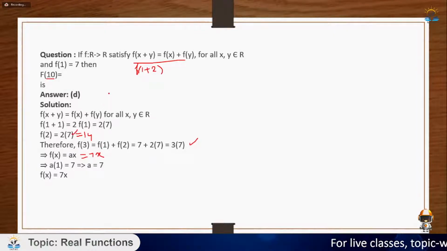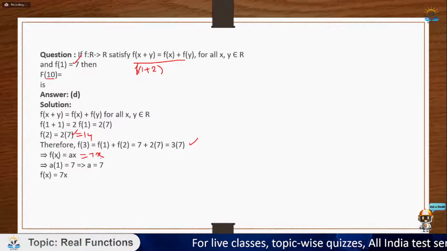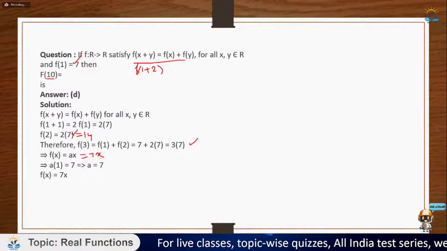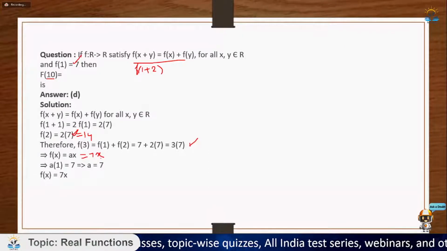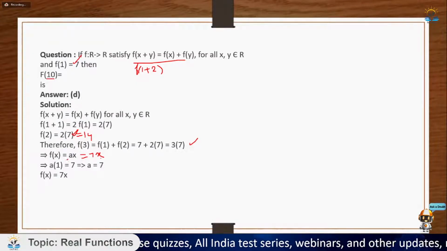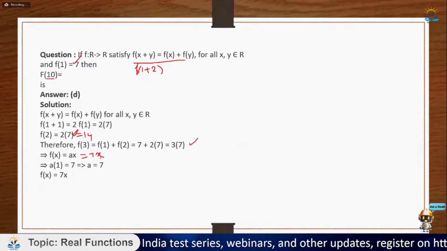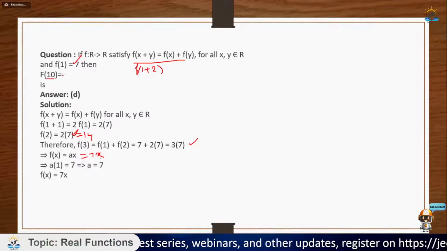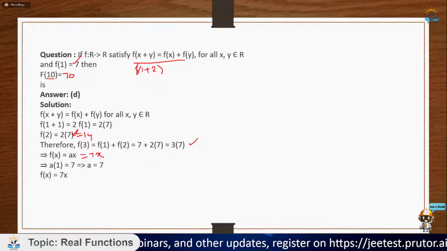Why? Because firstly, you put in your values and you can easily say that it is satisfying. For x equal to 1, you are getting f of 1 equal to 7, which is correct. For x equal to 2, you are getting 2 into 7, which is also correct. For x equal to 3, you are getting 3 into 7, which is also correct. So generalizing this concept, you will get f of x equal to a times x, where a is 7, and you have been asked f of 10. So put 10 here, so your answer would be 10 into 7. So f of 10 is equal to 70. 70 is your right answer. I hope you got it.